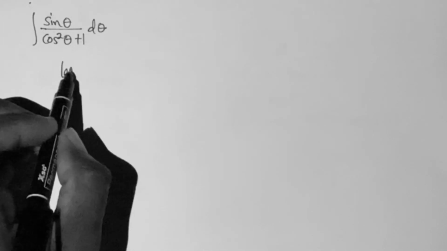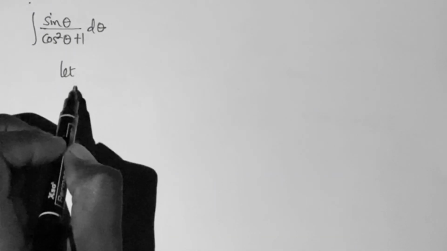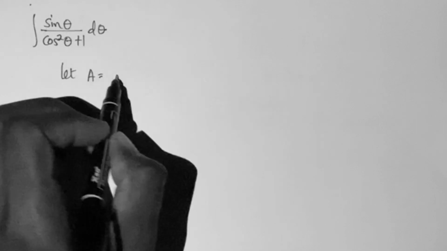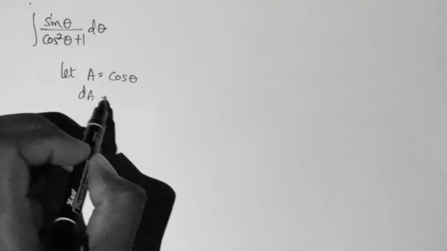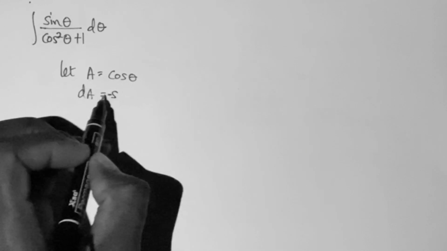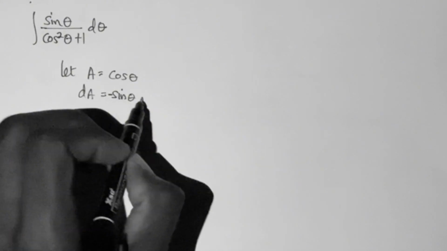Integrate the integral of sine theta divided by cos squared theta plus 1 d theta. So let a be equal to cos theta. So dA is equal to minus sine theta d theta.